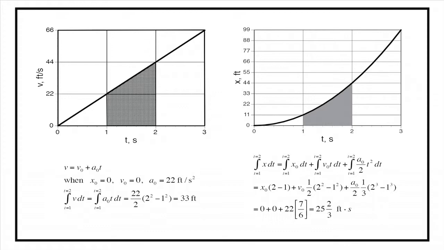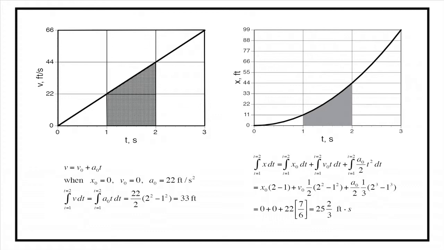And the integral should be that area that's shaded in. And we can check to make sure this comes out right. So I use the time limits from 1 second to 2 seconds. So t initial is 1 and t final is 2. And so we want to integrate v times dt, which is a naught times t, because there's no v naught in this particular problem. And that integral we just looked at.